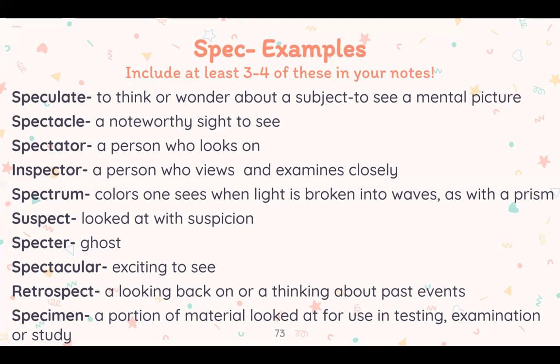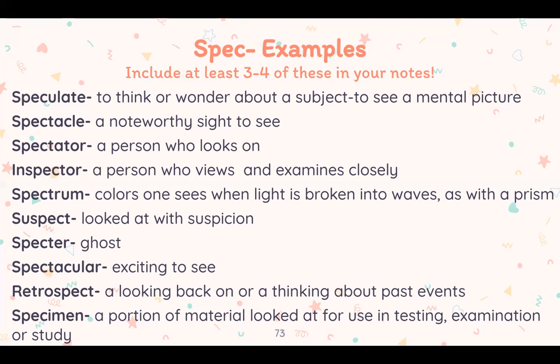Spectrum is a science word. They're colors one sees when light is broken into waves, as with a prism. You might use a prism to see a spectrum of colors. A suspect is looked at with suspicion. The suspect might be the person who you think committed a crime. A specter is another word for a ghost. Spectacular means something that's exciting to see.